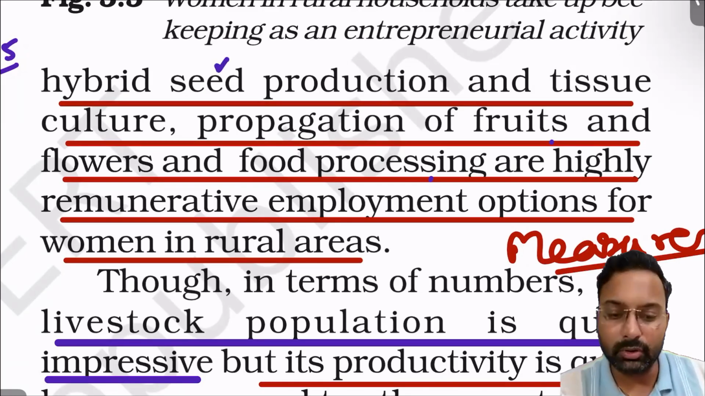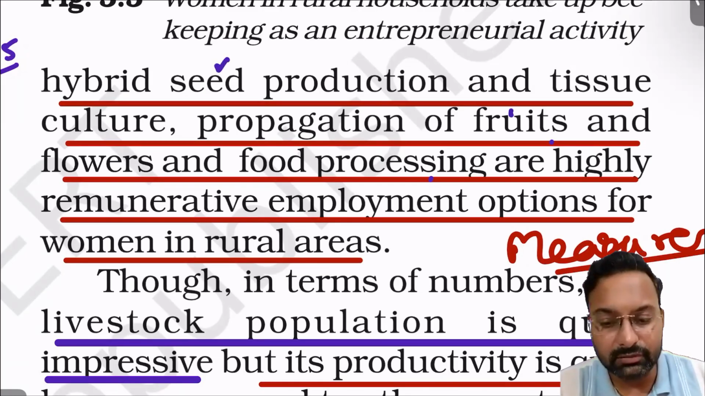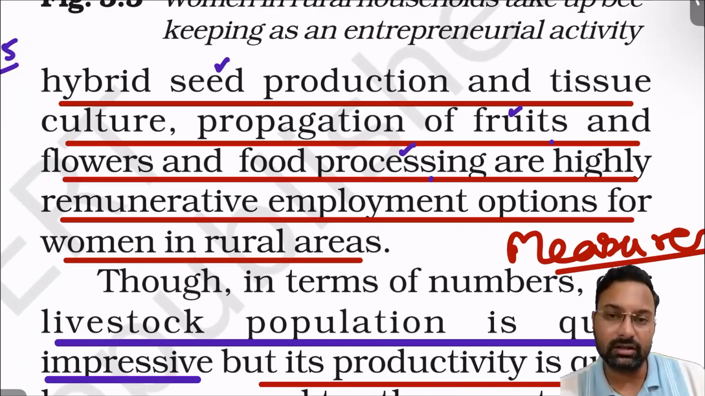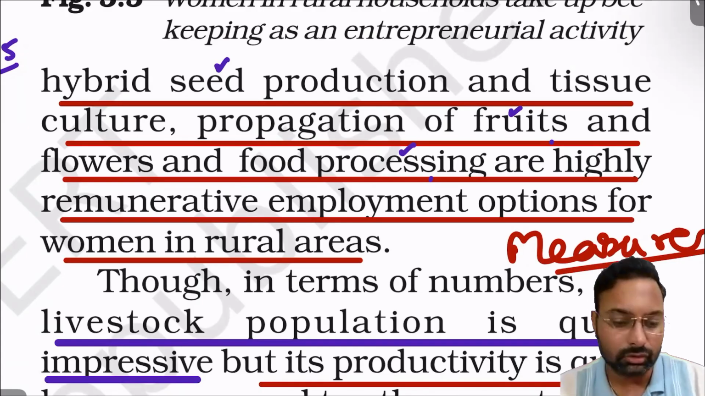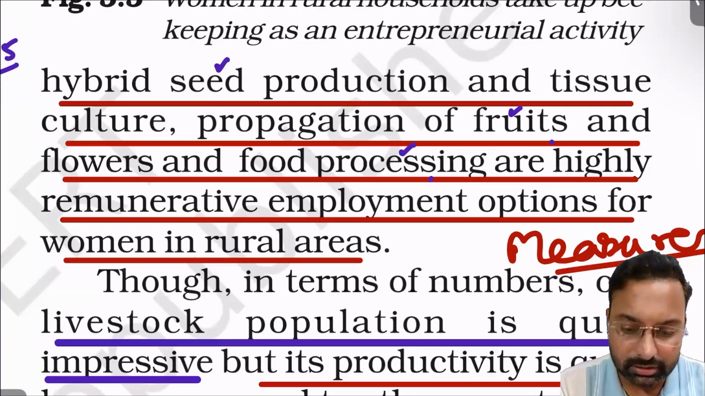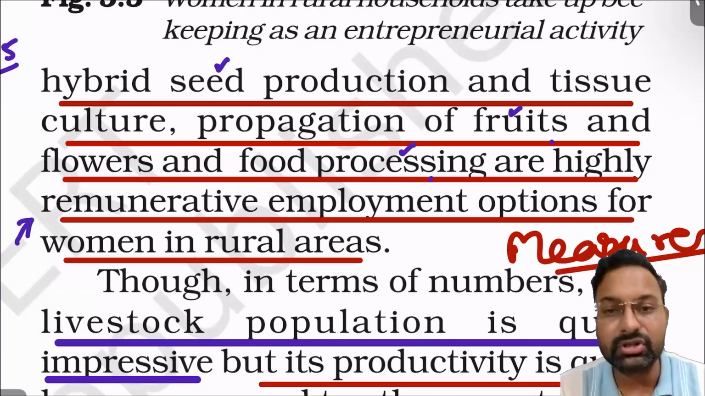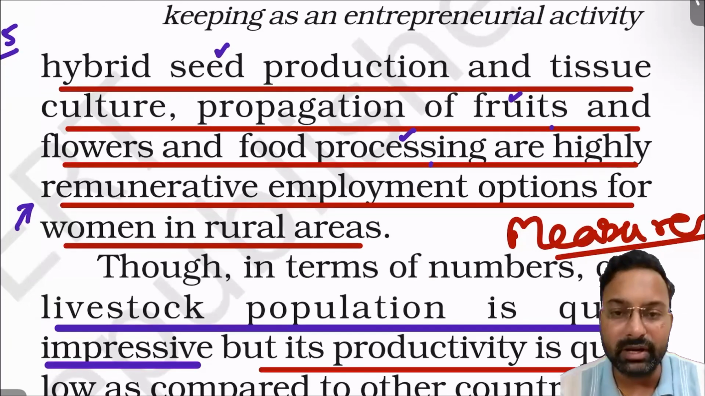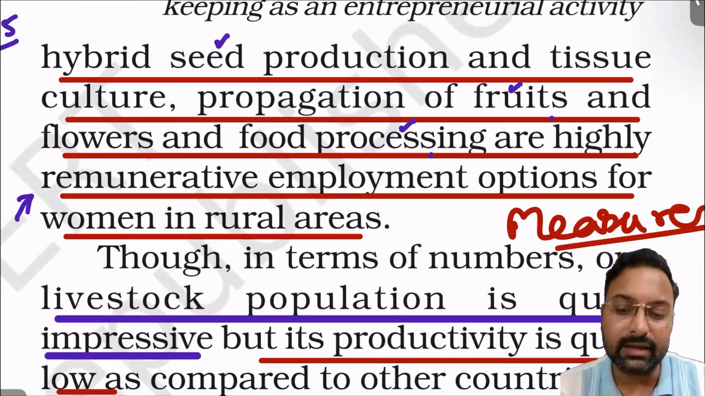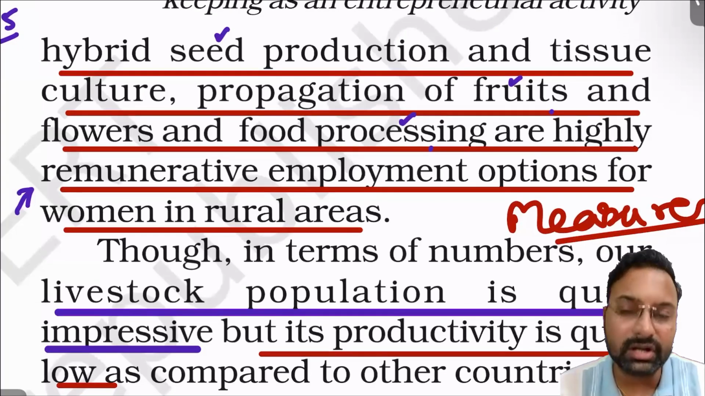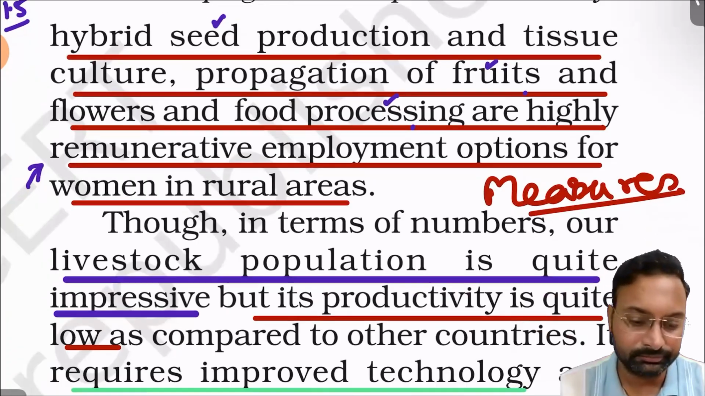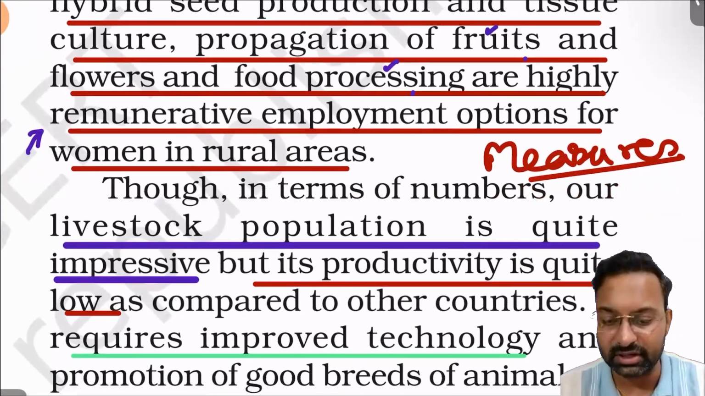So we have to produce hybrid seeds, we have to propagate the fruits and flowers, and we have to do fruit processing. Whatever the fruits and horticulture produce comes up, we have to process also, right? So in that sense, these are the employment opportunities available in the rural areas, and women or even the rural people can have alternative employment opportunities besides agriculture, right? So this is a very important diversification area.